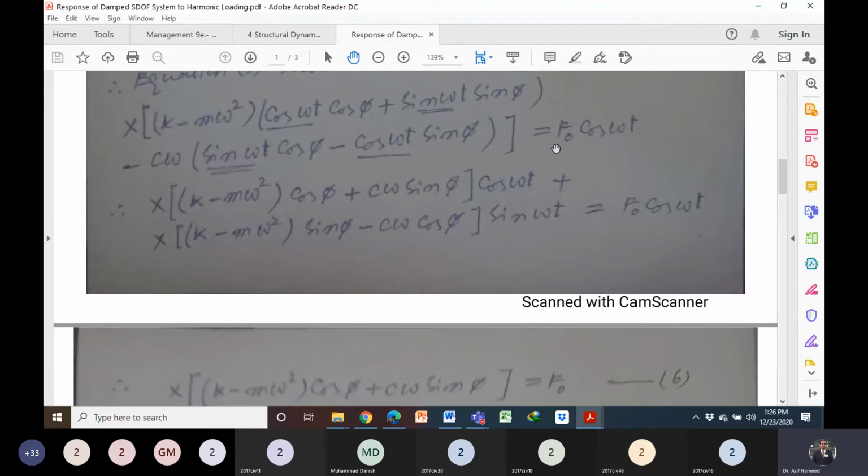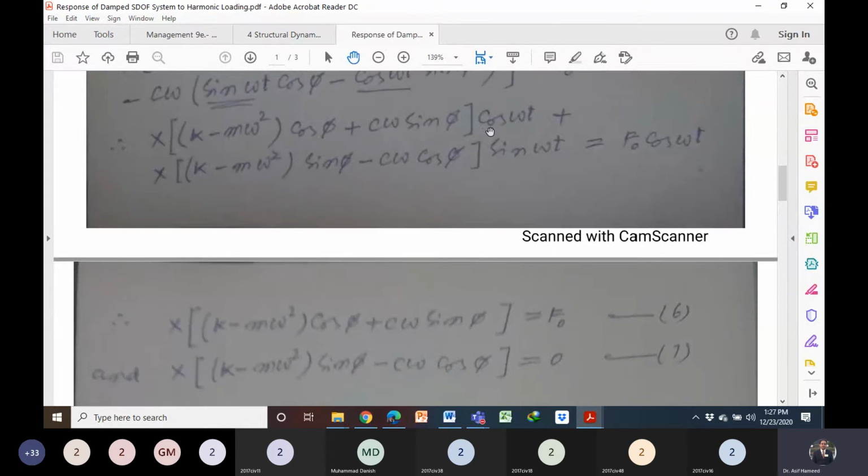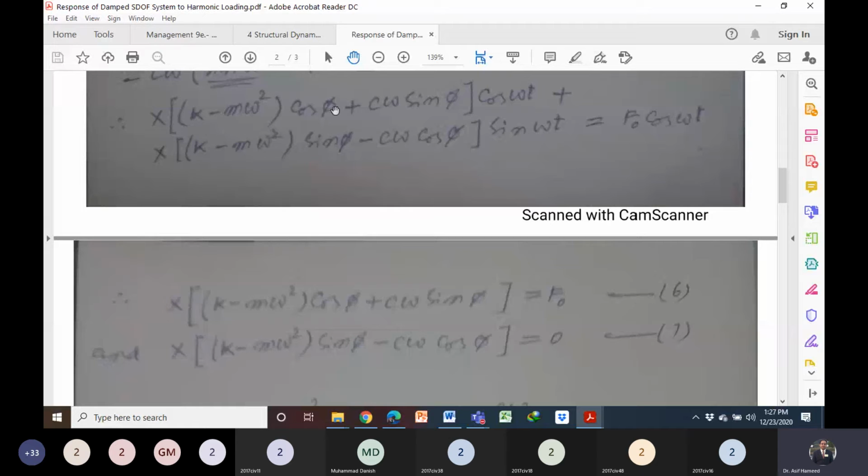On the right hand side, we have F naught cosine of omega t. So on the left hand side, we have two terms. One term is with cosine omega t, and the second term is sine omega t. And the right hand side, we have only one term. We can compare the coefficients now. Okay? So cosine omega t, it means this coefficient must be equal to F naught. And then we don't have any term on the right hand side with sine omega t. So this term should be equal to 0. This term should be equal to F naught and this term should be equal to 0. Any confusion? Clear?